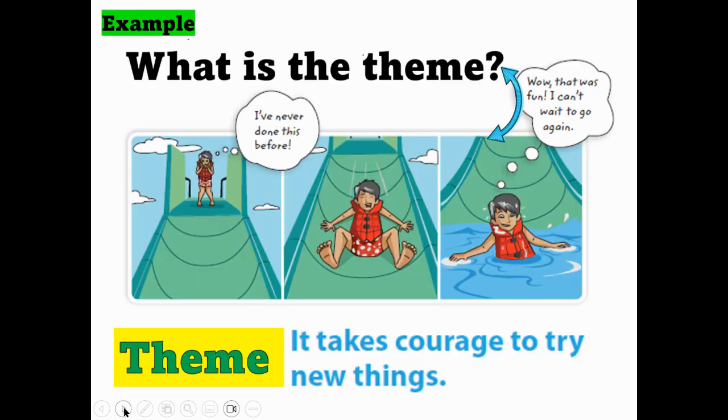So let's look at what the theme is in this example. So we have a little boy. He says, "I've never done this before." Then he goes down the slide. When he gets to the end of the slide, he goes, "Wow, that was fun. I can't wait to go again." So let's think about what the theme of this story is. What is the moral, the message, or lesson that the author wants us to learn? Well, it would be it takes courage to try new things.